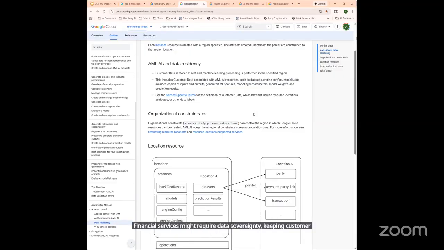When creating machine learning workloads, select regions that satisfy your compliance requirements. If your training data must remain in the EU, create Vertex AI datasets, training jobs, and storage buckets in EU regions like Europe West 1 or Europe West 4.